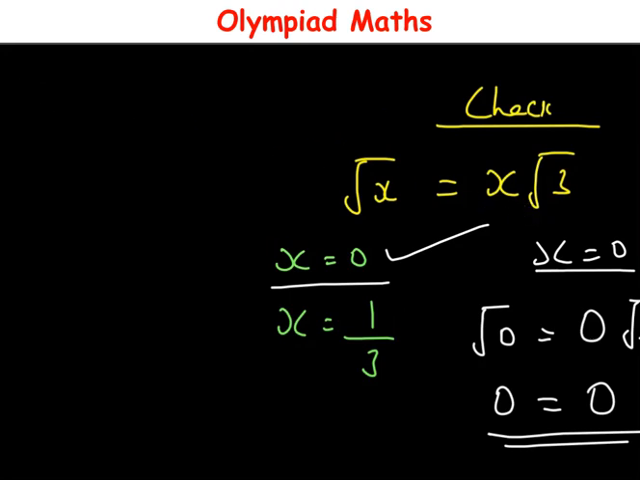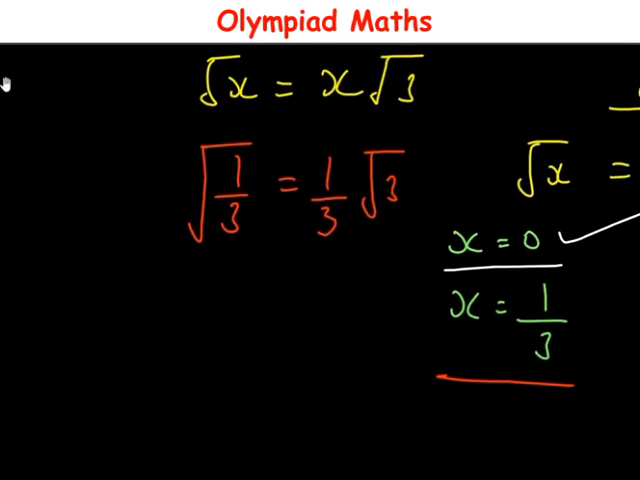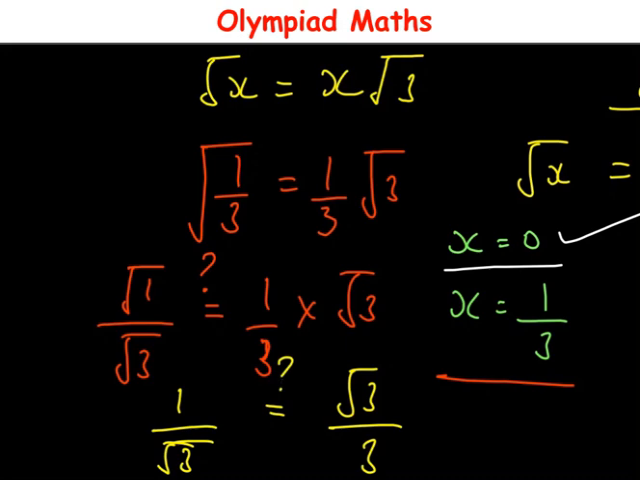So the next one is to confirm if x equals 1 over 3 is also the correct solution for this question. So the question is root x is equal to x times root 3. And then the value of x is 1 over 3. So root 1 over 3 is equal to x, which is 1 over 3, then times root 3. So with this, we can write root 1 over 3 as root 1 over root 3 is equal to 1 over 3 times root 3. Okay, so with this, equal question mark. Now from here, root 1 is 1 over root 3 is equal to 1 times root 3 is root 3 over 3. So with this, equal question mark.